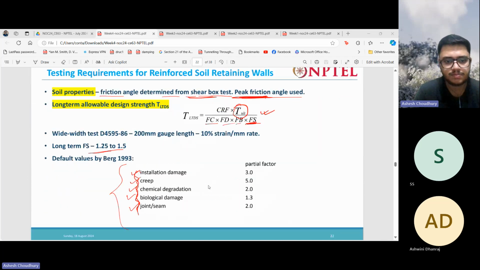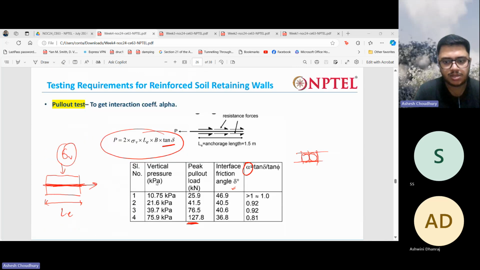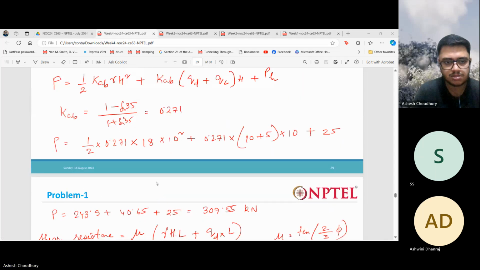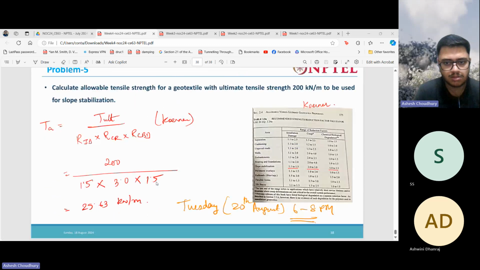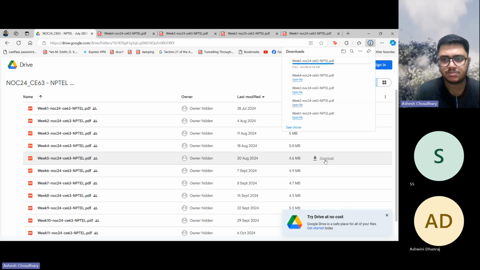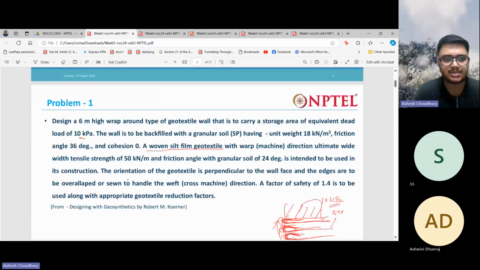Okay, go to the problem. Pull out test, all this stuff we studied. Let me just find the problems we solved about the stability calculation. Okay, in the 5th week I think. Let us see the 5th week. In the 5th week I think we solved some problems regarding the design of reinforced earthworks, right? Yeah, so this was the design problem. So let us see this.